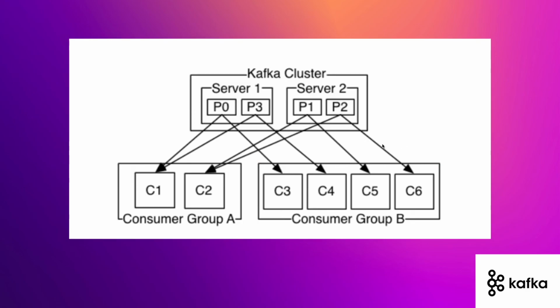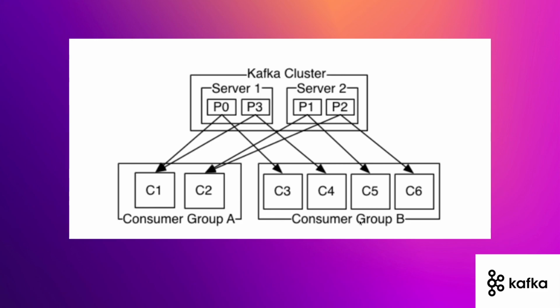So, consumer groups, and how do these work? We have our Kafka cluster. We can see we have server 1, server 2, and then we have multiple partitions. So we have partition 0, partition 3, partition 1, partition 2. And the way this works is we have 2 different consumer groups, consumer group A, consumer group B, and for each of these groups we want to be able to consume the exact same information. So we want consumer group A and consumer group B to both get the exact same information.